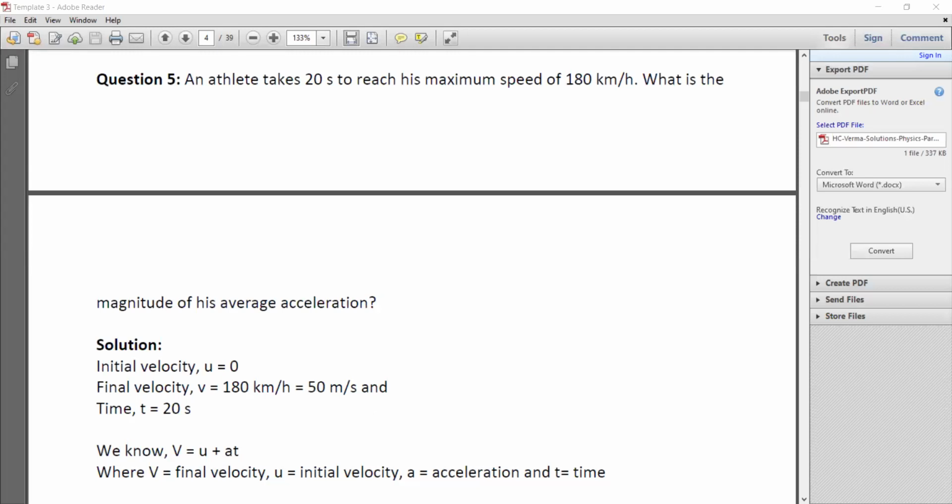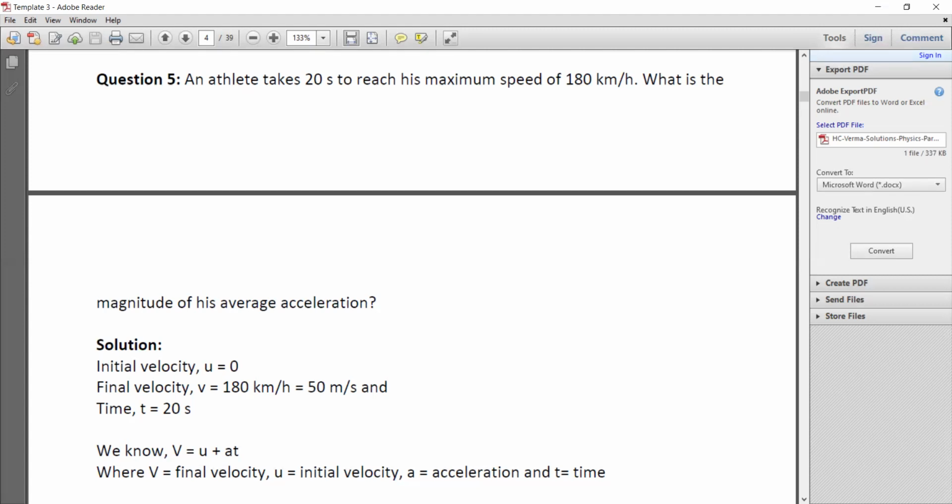Question 5. An athlete takes 20 s to reach his maximum speed of 180 kilometers per hour. What is the magnitude of his average acceleration? Solution. The initial velocity, u, is 0 because the athlete starts from rest. The final velocity, v, is the maximum speed of 180 kilometers per hour, which needs to be converted to m/s.